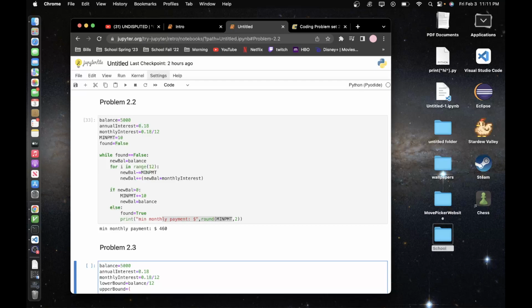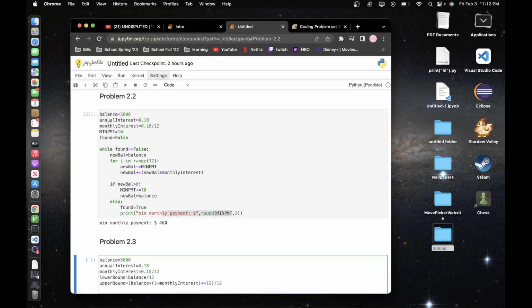So I'll just do it. So balance times we're compounding the interest, so it's 1 plus the monthly interest, compounding, which is to the power of 12. And then it's saying it's a 12th of that. The lower bound is a 12th of the balance. The upper bound is a 12th of the balance times the compounded monthly interest for a year, which logically makes sense.